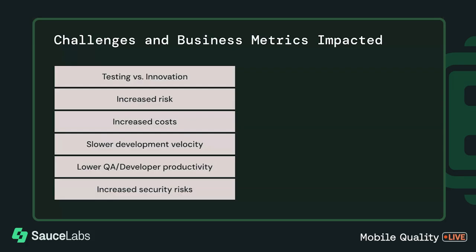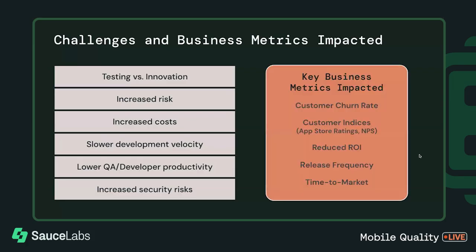Otherwise, this has a direct impact on both the quality and the speed at which you can get to the market. And if this is not checked at the right time, definitely you can see the impact on your key business metrics, whether it's your customer churn rate, or your customer satisfaction indices that we measure in terms of your App Store ratings or NPS. And of course, reduced ROI is a big concern for leaders.